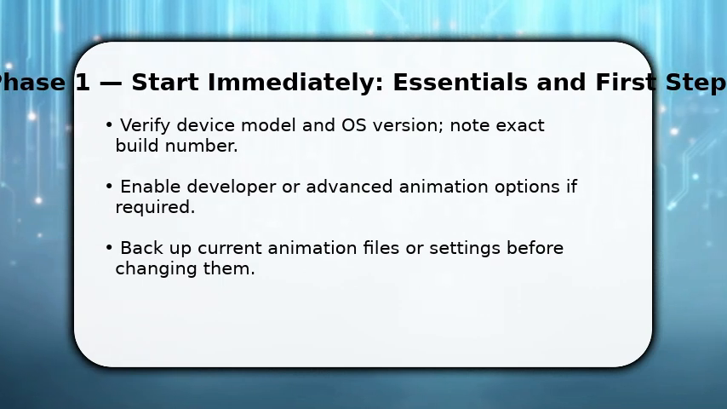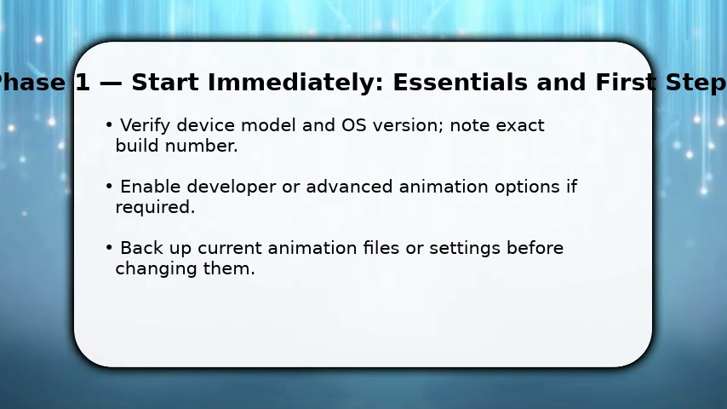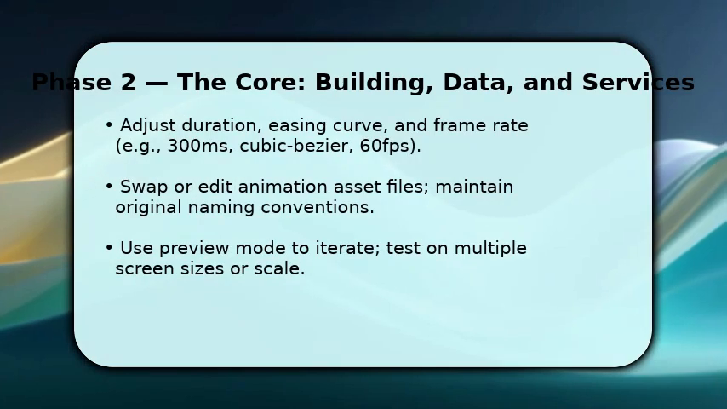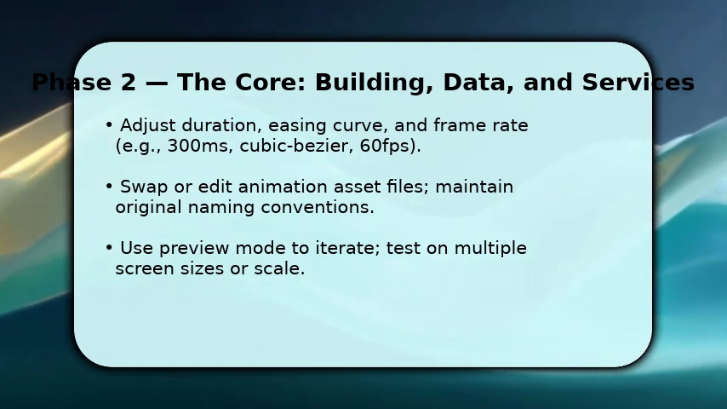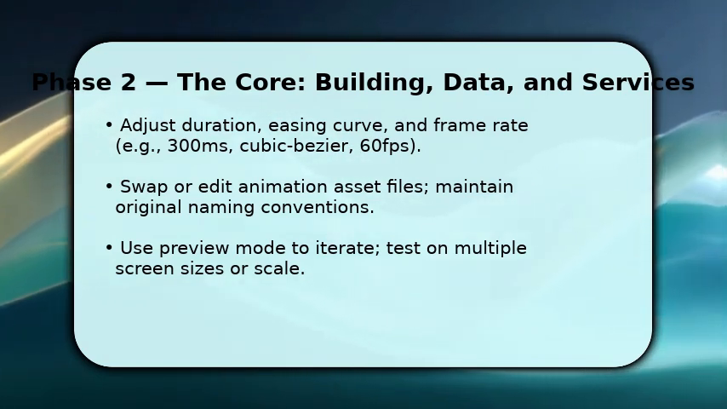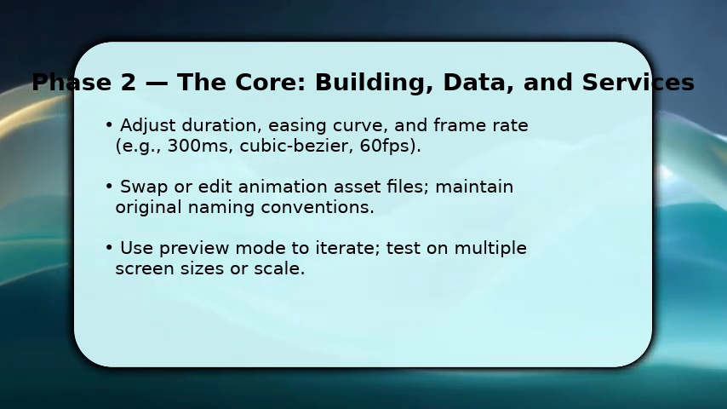After backing up, go to the Animation Controls panel so you can edit the closing animation parameters. Now you edit the closing animation itself. Change the duration, choose an easing curve, and confirm the frame rate, say 300 ms with a cubic Bezier and 60 fps for smooth motion.